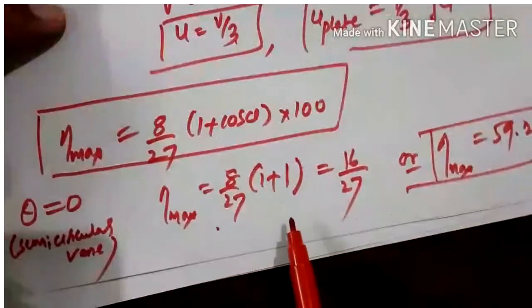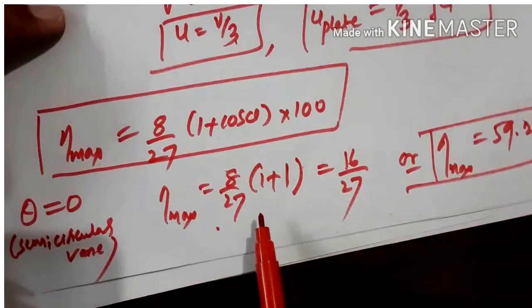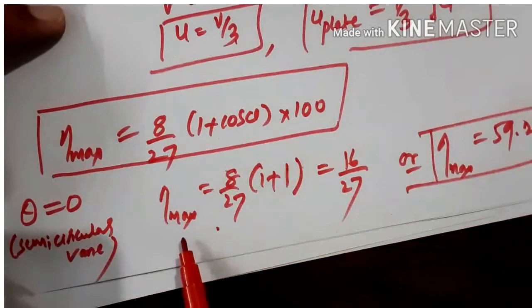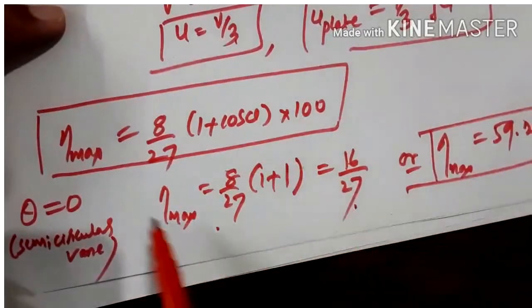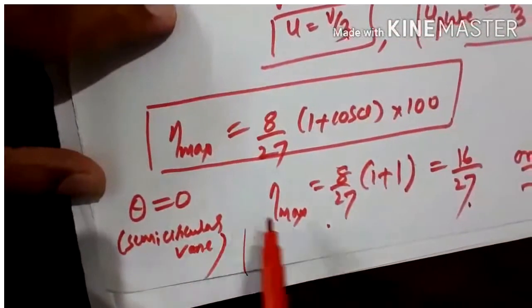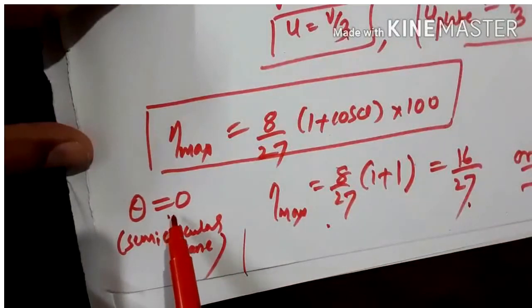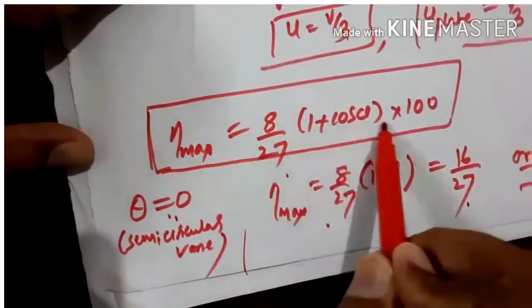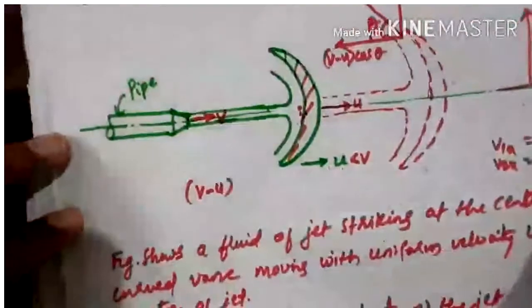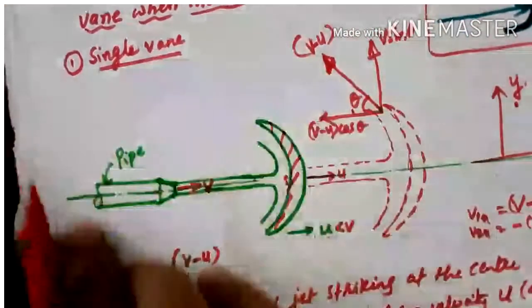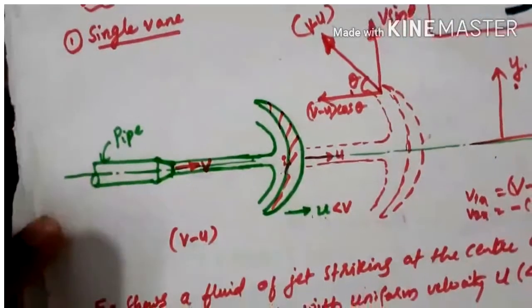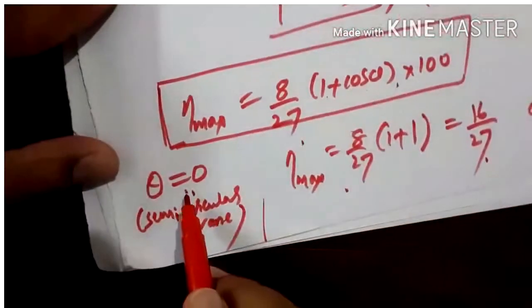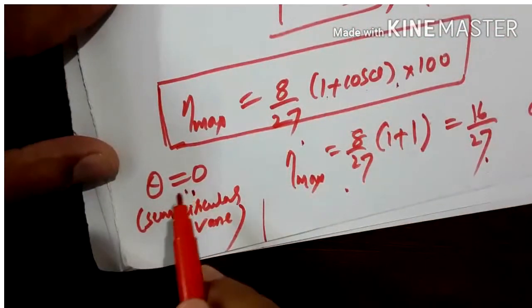Many times this question has been asked in exams: prove that for a semicircular vane, with the jet striking at the center, the efficiency is 16/27. So this is the proof. When they ask for a semicircular vane, you have to take theta equal to 0. If they ask only for a curved vane, prove that 8/27 (1 plus cos theta) into 100. Just take the curved vane like this, draw this figure, then derive it. If they mention a semicircular vane particularly, derive this equation, then substitute theta equal to 0. So theta equal to 0 means it's a semicircular vane.